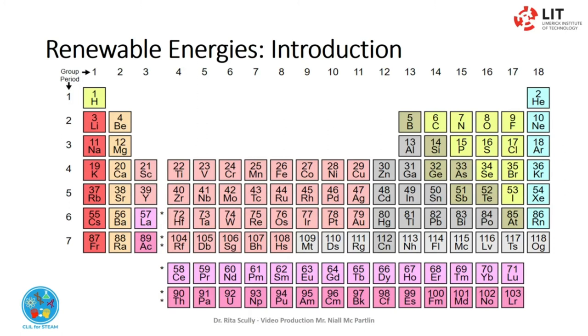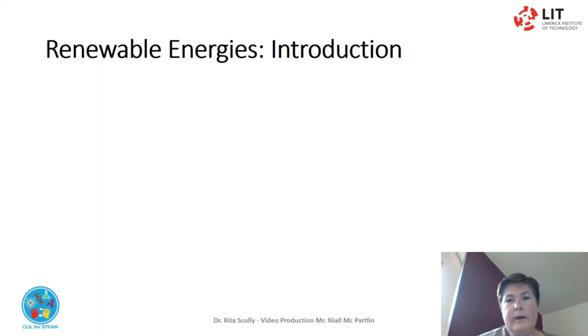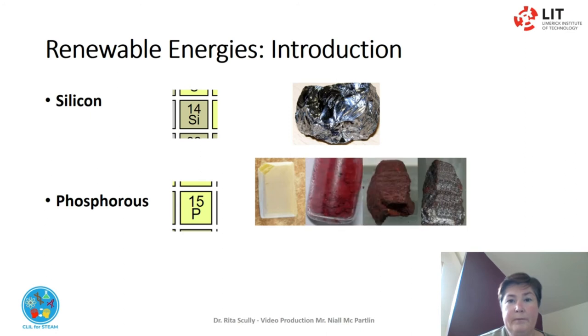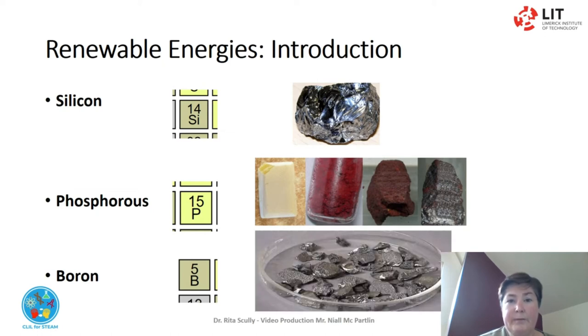For solar power, a number of elements from the periodic table are used. There are three elements that we will look at in relation to solar power. Silicon. This has the symbol Si and the atomic number 14. Phosphorus. This has the symbol P and the atomic number 15. And boron. This has the symbol B and the atomic number 5.